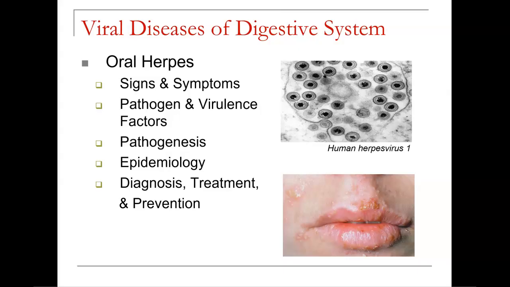Diagnosis is going to be signs and symptoms, laboratory examination, and microscope and immunoassay. To treat this, you're going to use topical creams that contain things like acyclovir. Prevention would be avoiding direct contact with infected individuals.